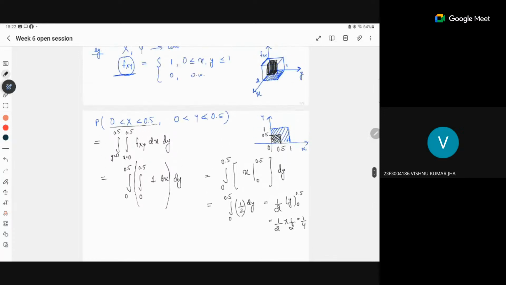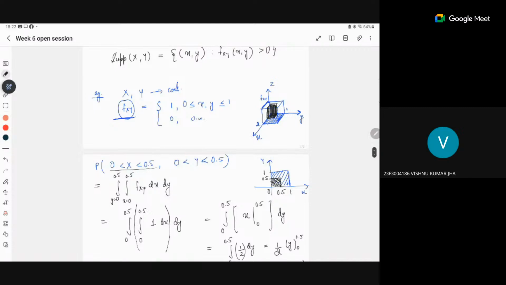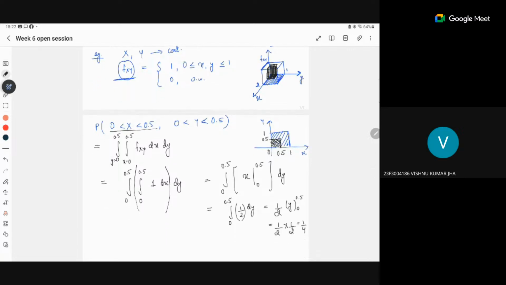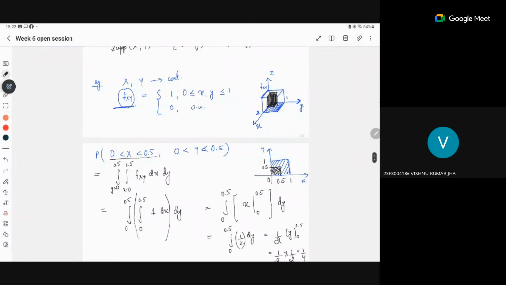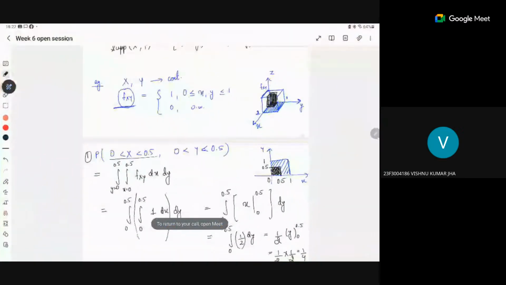Yes, so this was a very simple case. Integration was not even required because I know the distribution is uniform. I could have just calculated the area and gotten the answer. But just to show you the integral part, I have done it. This is a cube of volume 1. The question was to find the probability that x lies between 0 to 0.5 and y lies between 0 to 0.5. I could have just calculated this area: 0.5 times 0.5 is nothing but 1 by 4. You can take different values also.